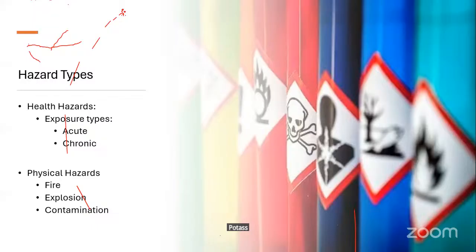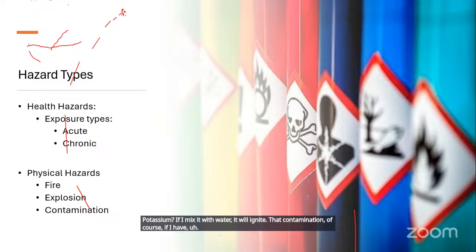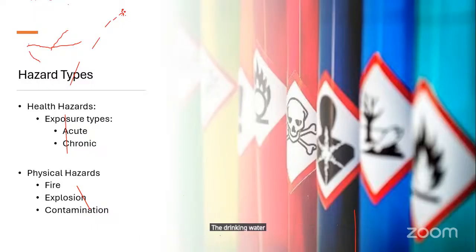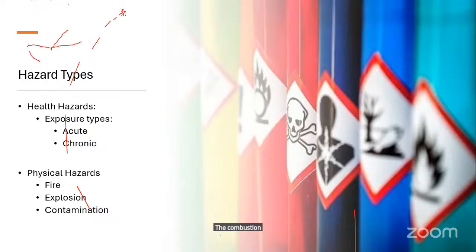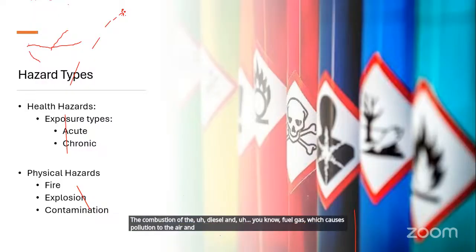Potassium, if I mix it with water it will ignite. And contamination, of course: if I have a hazardous material leak, then it will go into the drains and affect our drinking water. Or it can affect the ozone layer, just from all the carbon monoxide of the cars, the combustion of the diesel and fuel gas. It causes pollution to the air and causes global warming. It's affecting our ozone and affecting our plants.